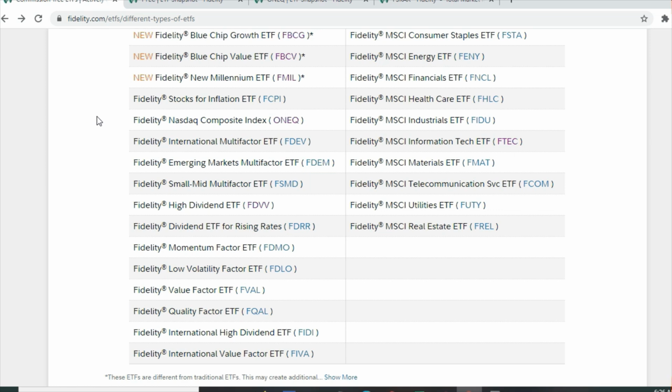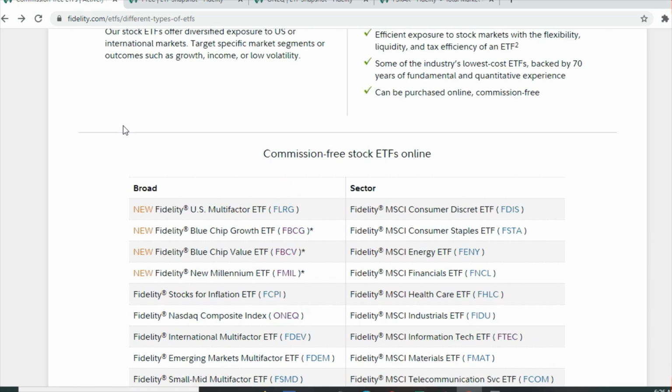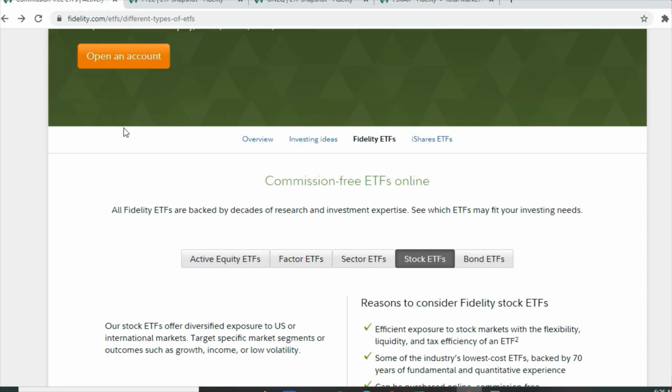And again, we'll talk about dividend ETFs later, but if you're brand new and looking to get invested in the market, the only one I'd really look at here would be the Fidelity Nasdaq Composite Index. Now, one thing I want to make note of is up top here, they talk about iShares ETFs, and Fidelity and iShares have a partnership. So let's click on the iShares ETF section right here.